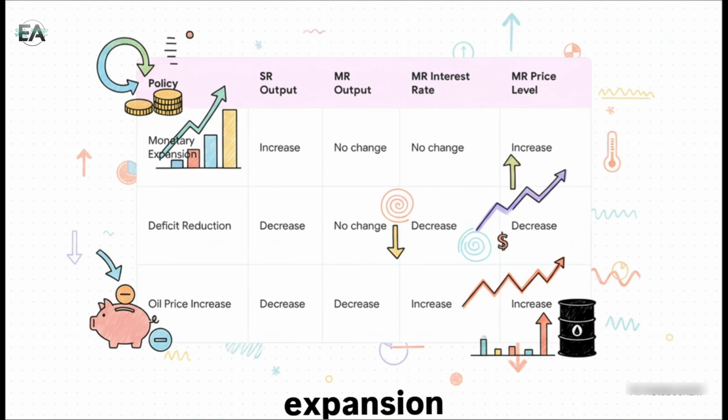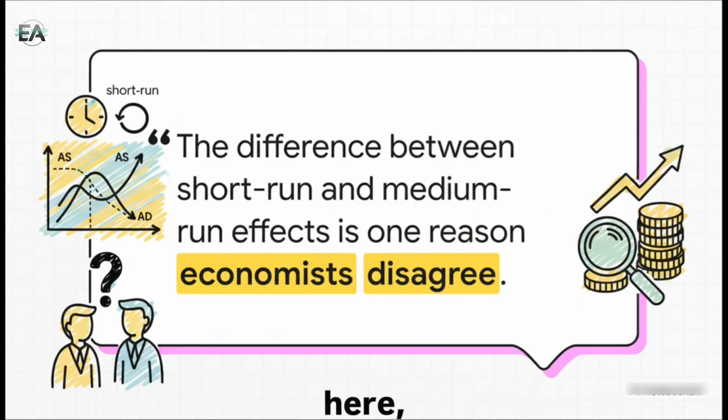Or look at the monetary expansion. You get a great short-term kick, but absolutely no lasting effect on output. It all depends on your time horizon. And that's what makes economic policy so incredibly tricky. And this, right here, this is why you always see economists arguing with each other.